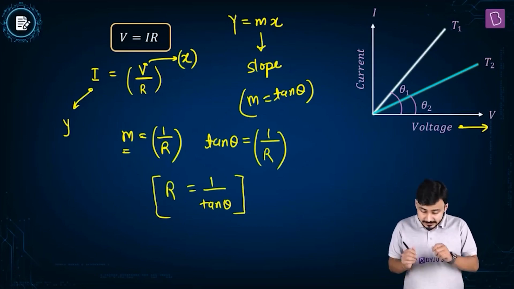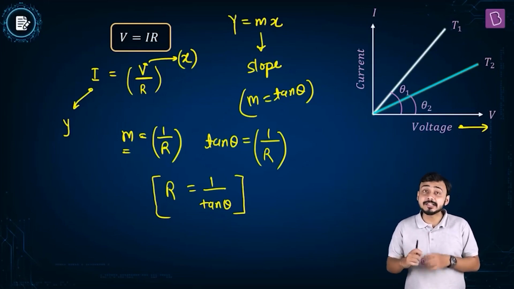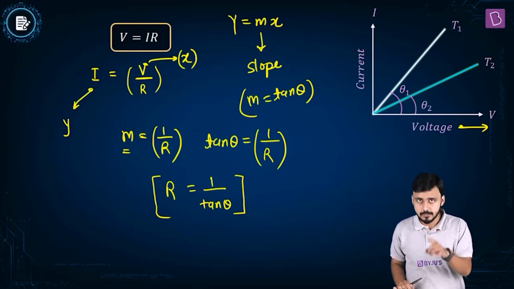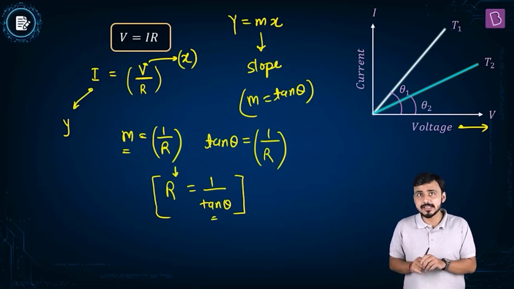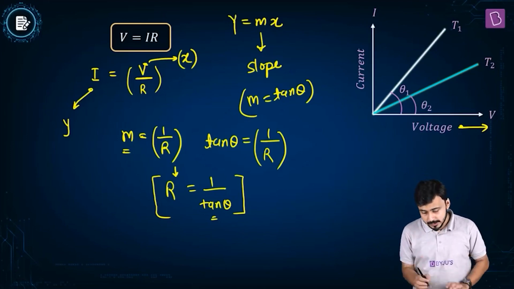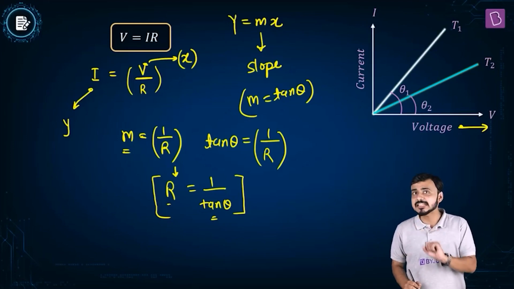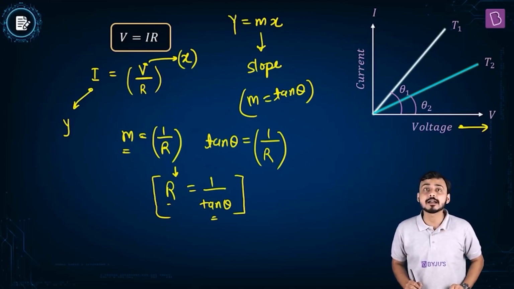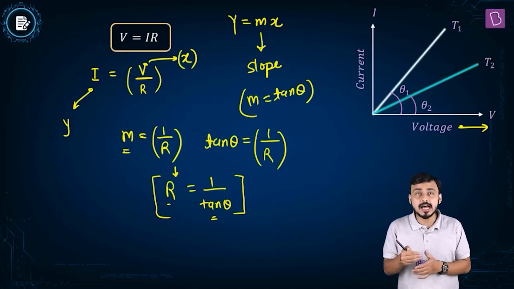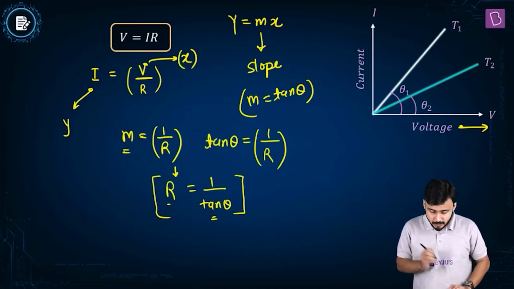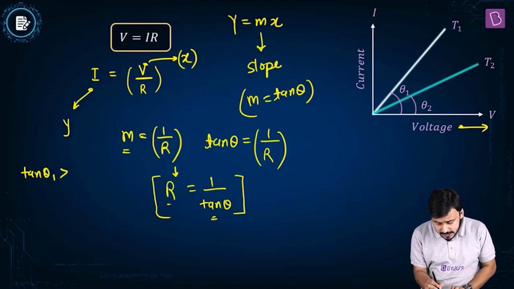So you can say resistance is equal to 1 by tan theta for the graphs. That means for the line for which the tan theta is more, the resistance will be less. Because if you compare y is equal to mx, taking I on the y-axis and V on the x-axis, you get m, that is slope, that is tan theta, as 1 by R. So from there you got R is equal to 1 by tan theta. That means more the value of tan theta, less the value of R. Now in the two cases, where theta is more, in between 0 to 90, more the theta means more the tan theta. Correct? So we know that tan theta 1 is of course greater than tan theta 2, because theta 1 is greater than theta 2.